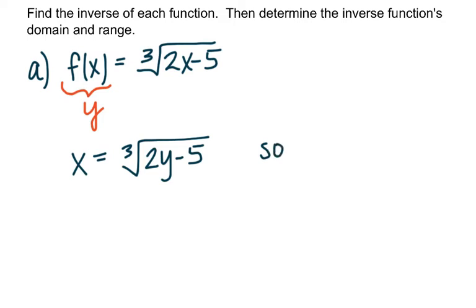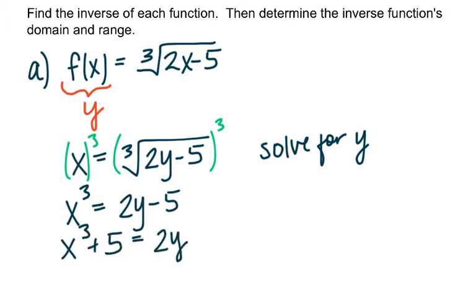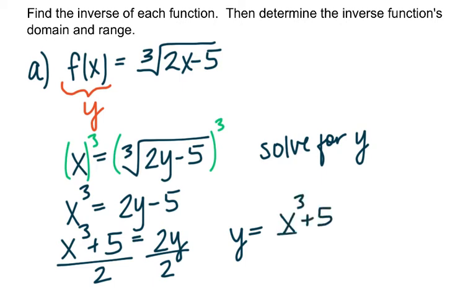And now we're just going to take this equation and solve for y. So in other words, we need to undo the cube root. So we'll undo the cube root by cubing both sides of this equation, resulting in x cubed is equal to 2y minus 5. Then we'll add 5 to both sides. X cubed plus 5 is equal to 2y. And lastly, we'll divide by 2. So we have y is equal to x cubed plus 5 over 2.